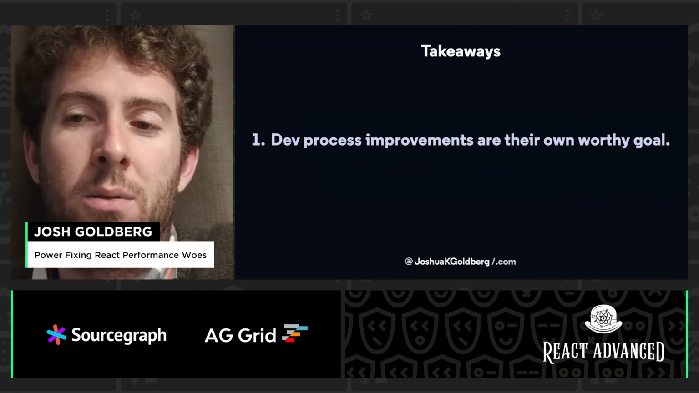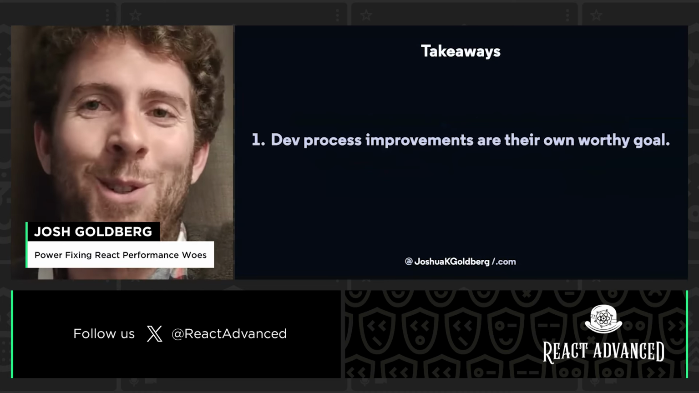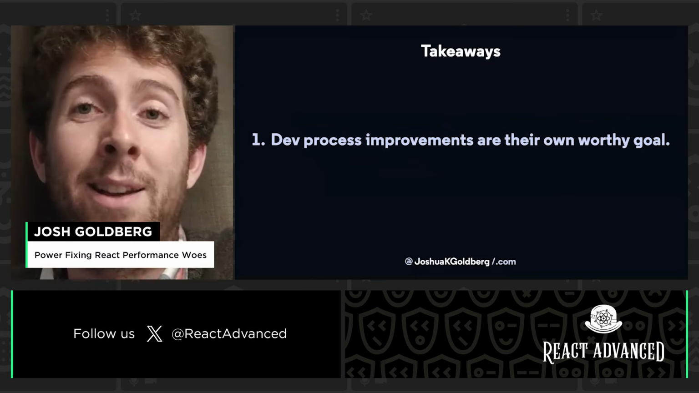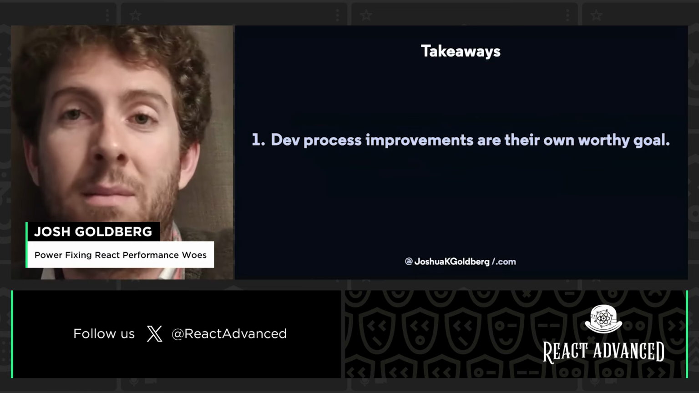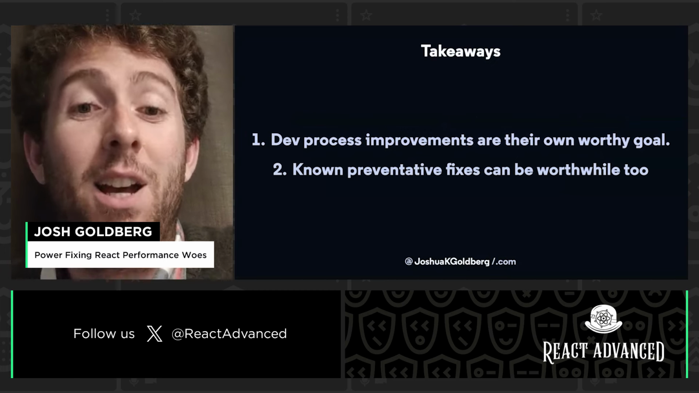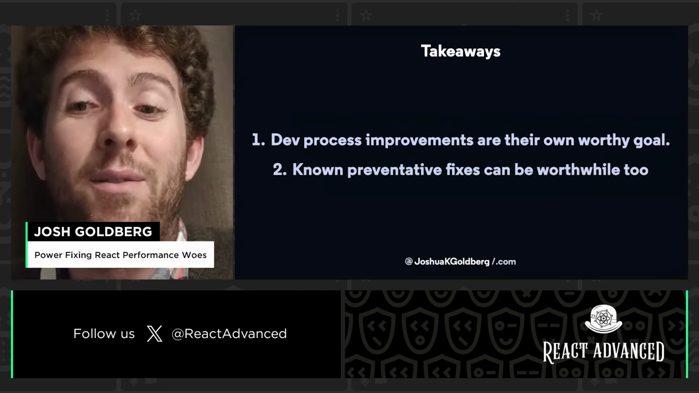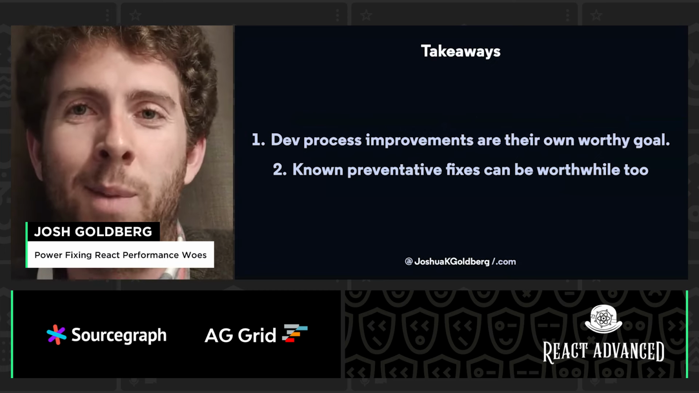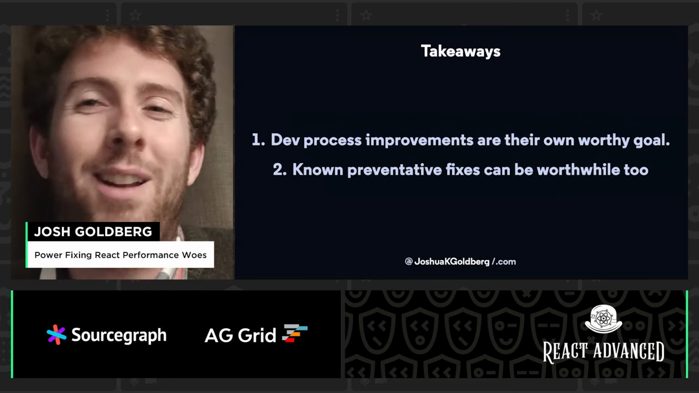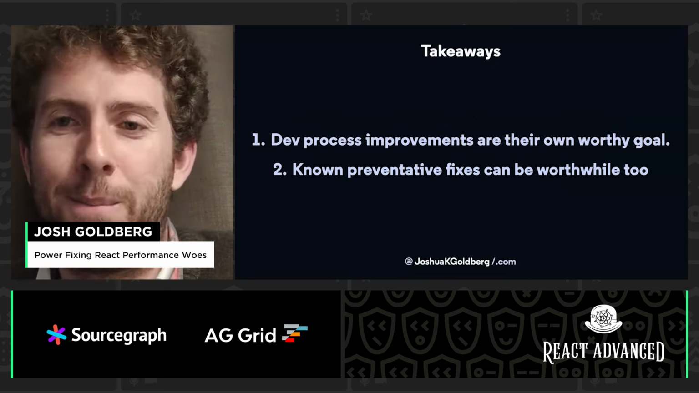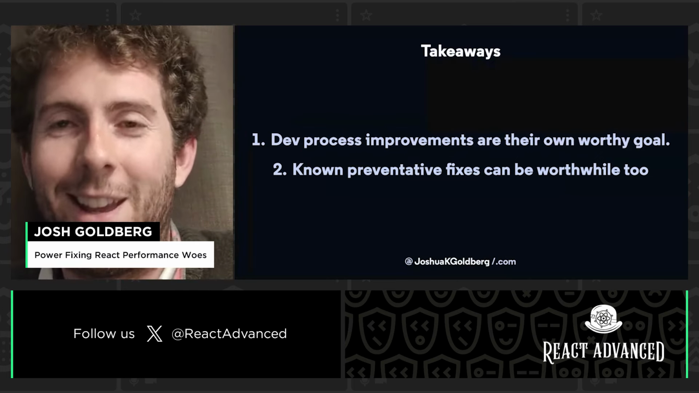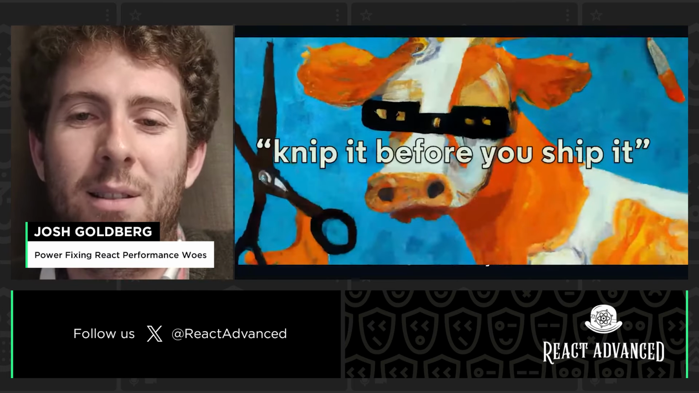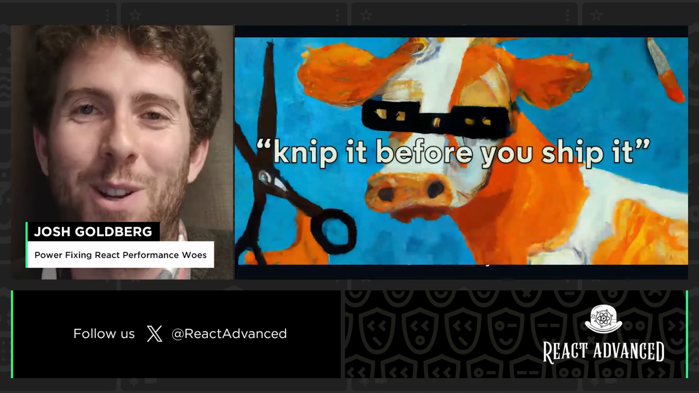So a few takeaways here. One, make sure your devs are happy. If there's tooling that you want to add in that would be useful, see if you can find time to do that. Two, known preventative fixes are definitely worthwhile. I have seen Knip find megabytes upon megabytes in other code bases, so I knew that Knip would likely eventually hit this issue if we didn't add Knip. And three, as the Knip README says, knip it before you ship it.